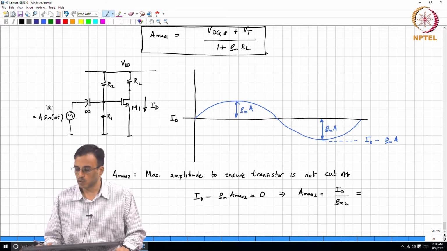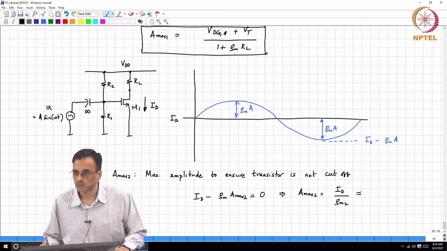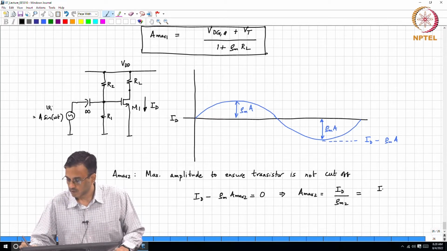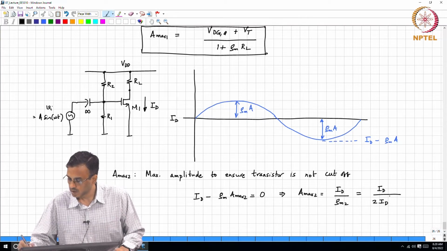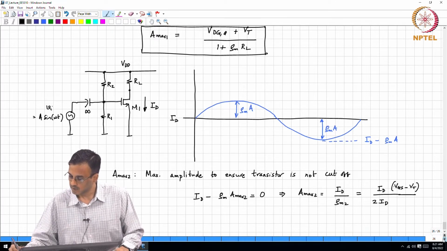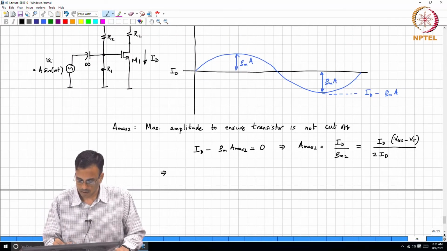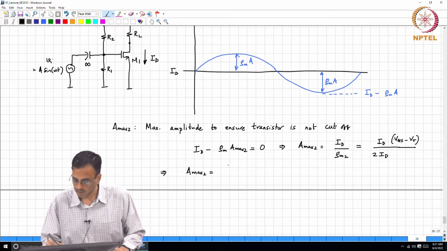And can you write Gm 2 in terms of ID? That is basically 2 ID over VGS minus VT, which is VGS minus VT over 2.